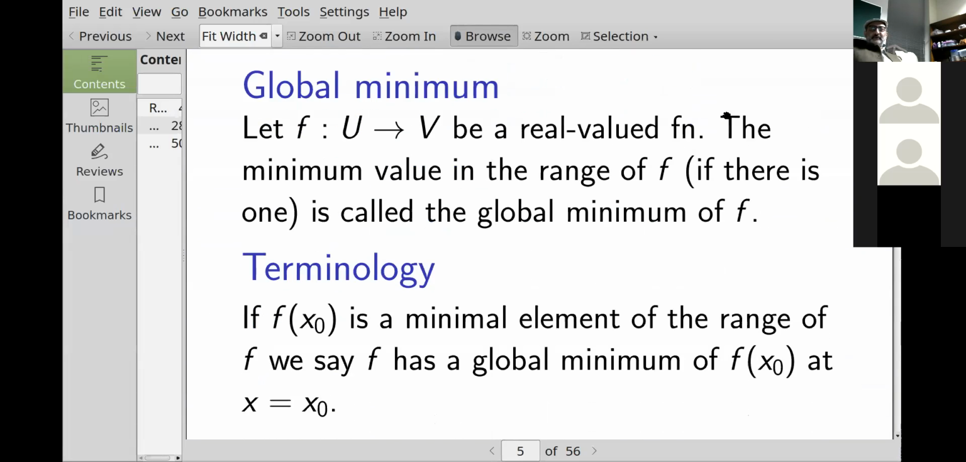Similarly, we said that for the global minimum, the minimum value of the range is the global minimum of the function. There may be one, there may not be one, depending upon the function and the domain. But if it has one, then we say that f has a global minimum of f of x naught at x equals x naught. That's the terminology that is used.